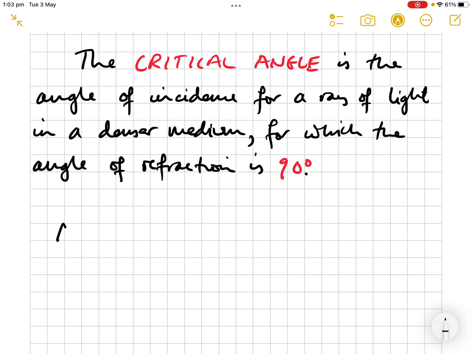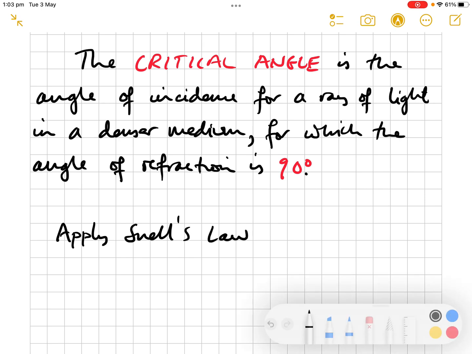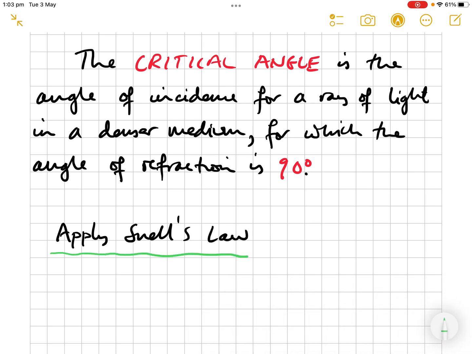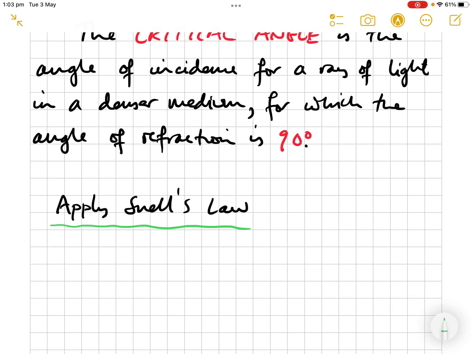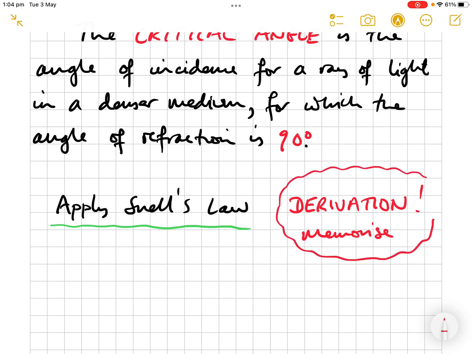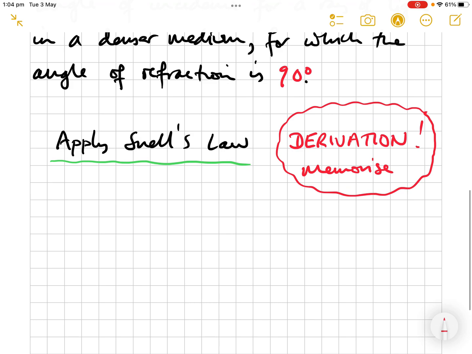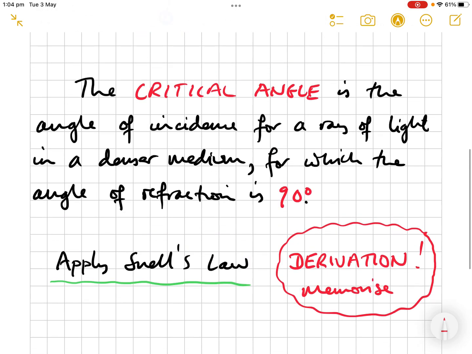Now, let's apply Snell's law, and I should point out that this is a formal derivation which you should therefore memorize. You could, in theory, be asked to do this.